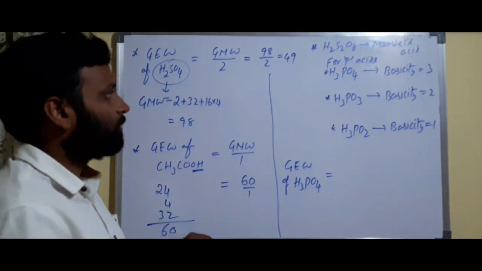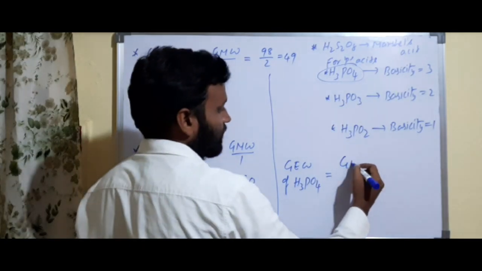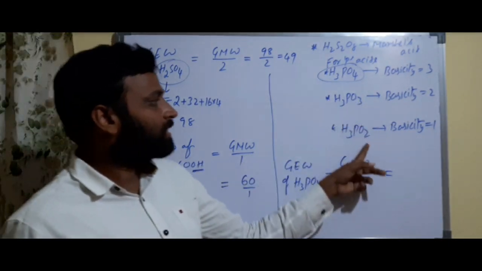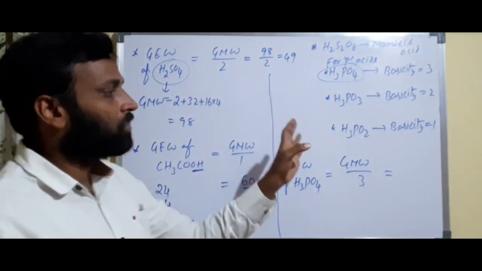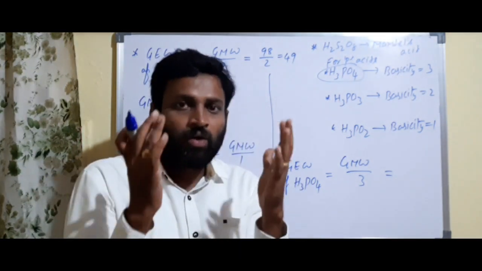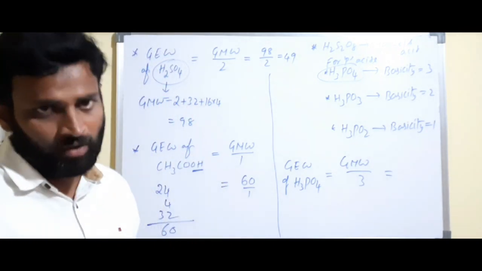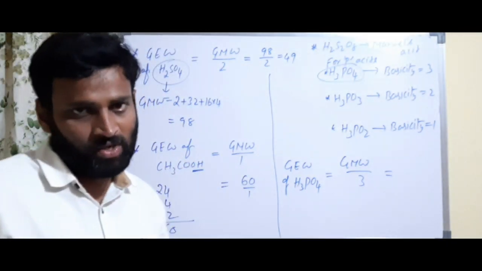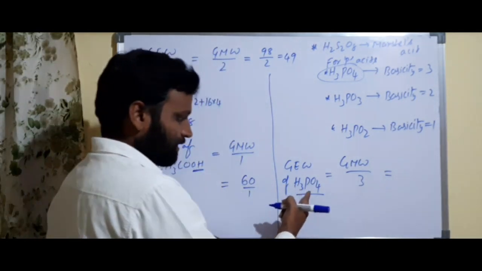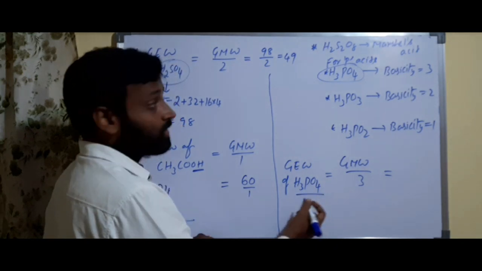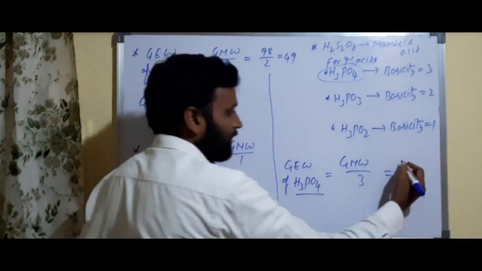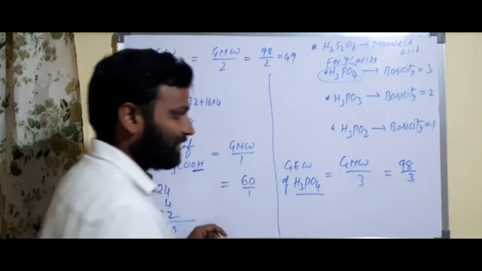Gram equivalent weight of H3PO4 means gram molecular weight by basicity 3. Oxygens decreasing, basicity decreasing. Why, everything we will have full clarity, full-fledged knowledge you can have, but not right now because we are in the starting stage. So gram molecular weight of H3PO4: 3 plus 31 plus 64, so 98. 98 by 3.